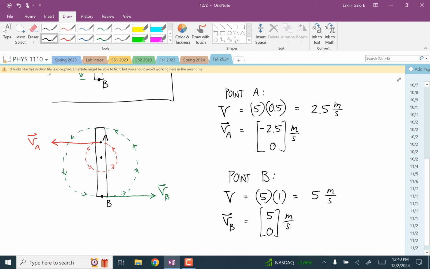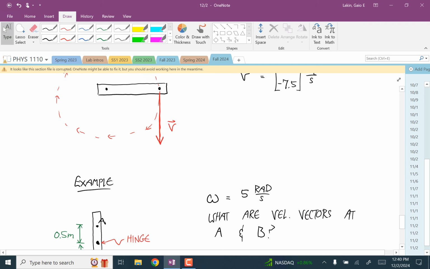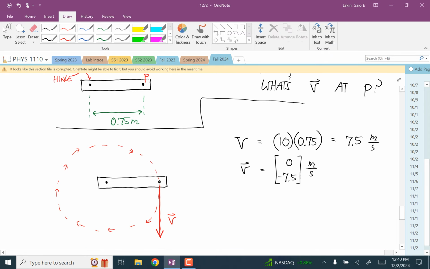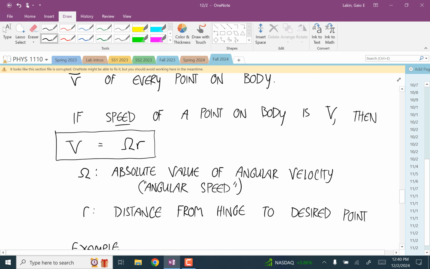There's always one point on these bodies where the velocity is 0. What point would that be? Yeah, right where the hinge is. The center of that circular motion, yeah. At the hinge, if you look at the equation, that r is 0 because you're at that spot. And so there's no velocity at that point.